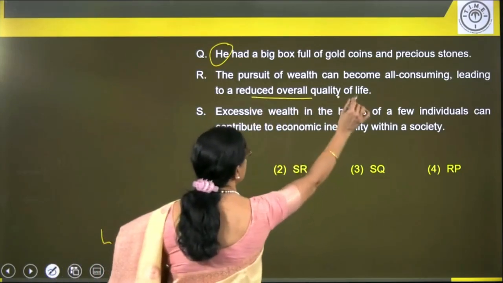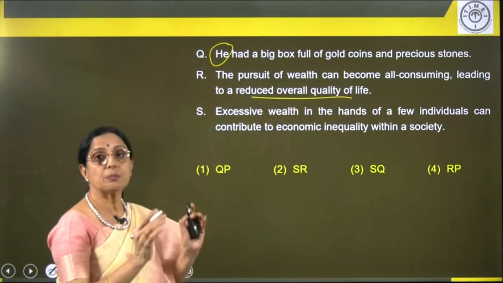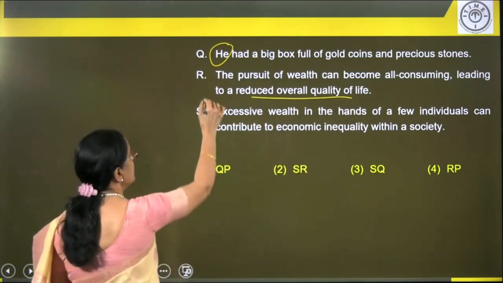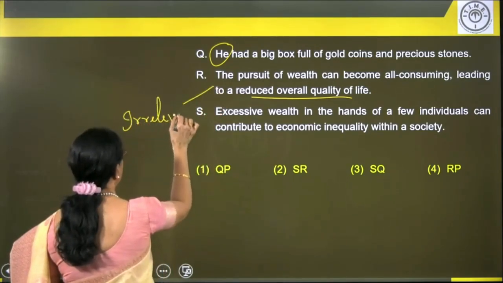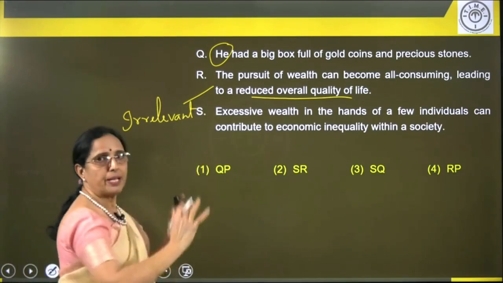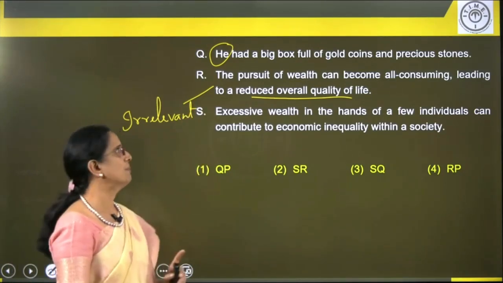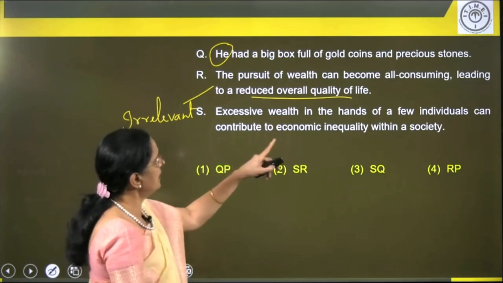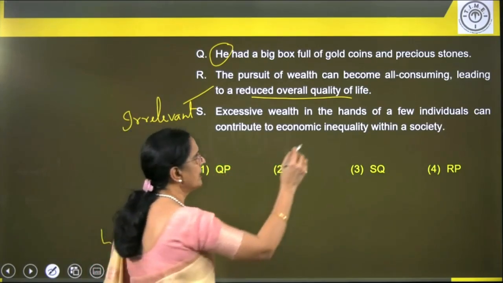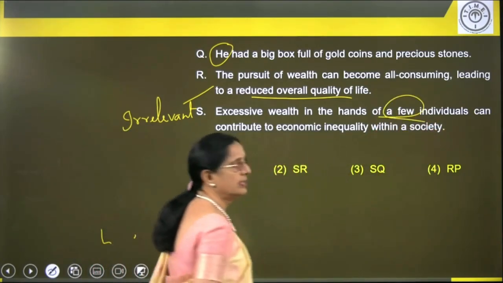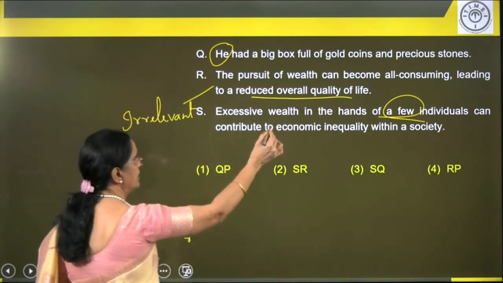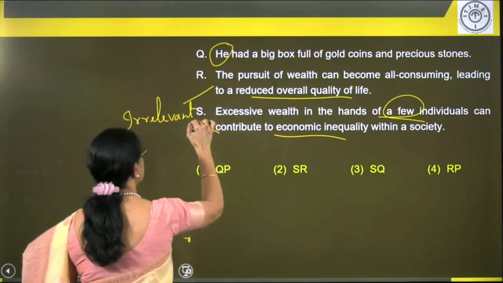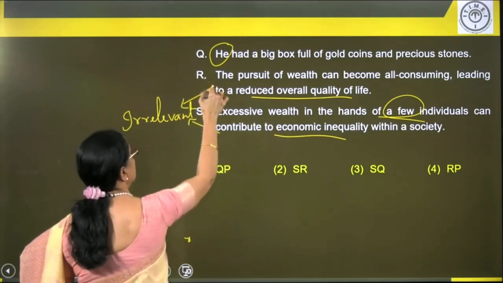So the discussion is not about quality of life. The discussion is about the old merchant. So this is irrelevant, not related to the topic of the paragraph. That's why I mentioned topic is very important. Excessive wealth in the hands of a few individuals. You're not talking about a few individuals, right? You're talking about only one merchant. And all that economic inequality. Again, this is also irrelevant.